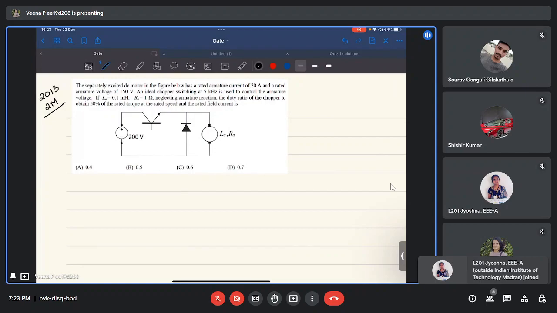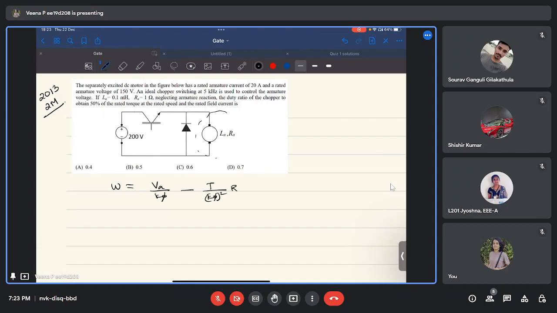Okay, so now I'll explain. We are given a DC motor. So you know that for a DC motor, the speed equation is VA by K phi minus T by K phi whole square RA. Is everyone familiar with this equation or should I explain it?